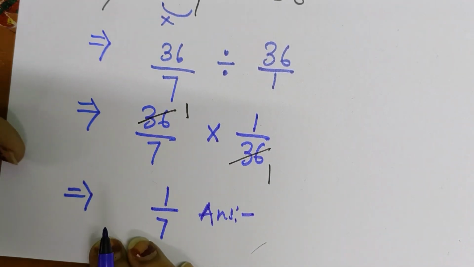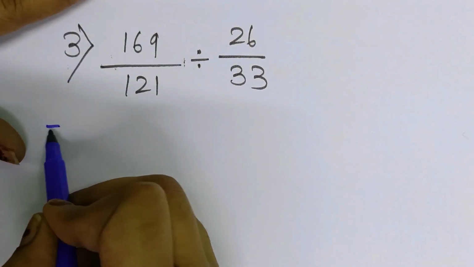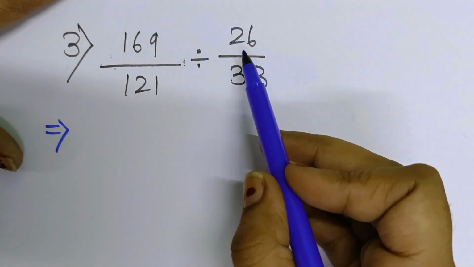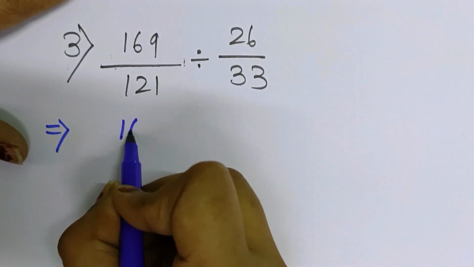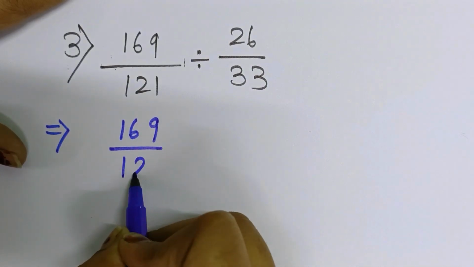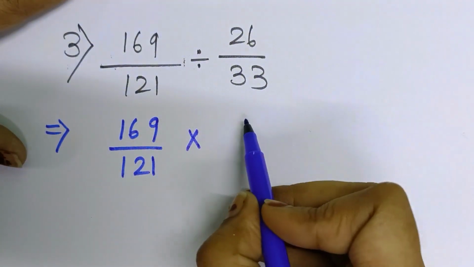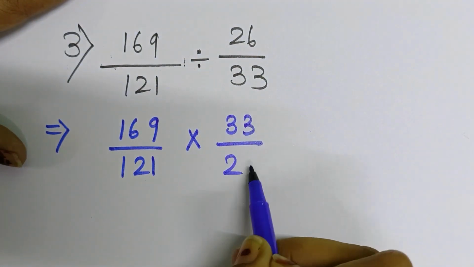Okay, now let's do the next one. So our next sum is 169 by 121 divided by 26 by 33. Clear? So just write it down, 169 by 121. Now this division sign will change to multiplication, and this will be reciprocal. Means 33 will be the numerator and 26 will be the denominator.